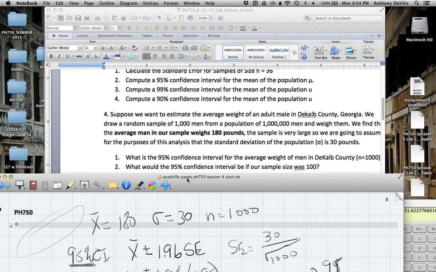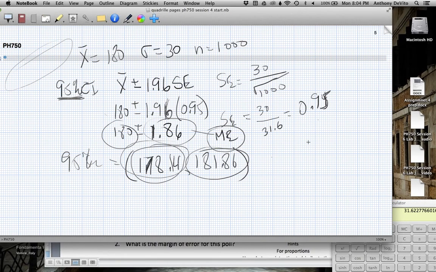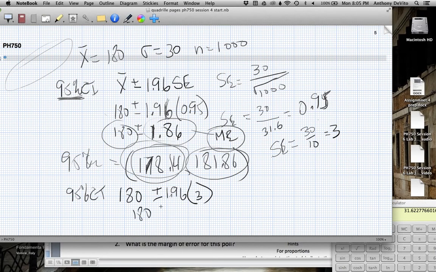What about if the sample size is exactly the same study, with exactly the same mean, exactly the same population, except the sample size is smaller? Let's see how the sample size affects this. Well, now the standard error is equal to 30 over the square root of 100, which is 10, so it's equal to 3. So now our margin of error, for a 95% confidence interval, is 180 plus or minus 1.96, roughly 2, times 3 instead of 0.95. So this is 180 plus or minus, rounding off for the moment, 6.